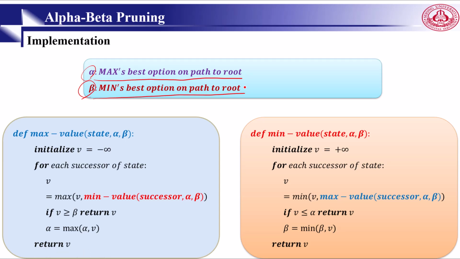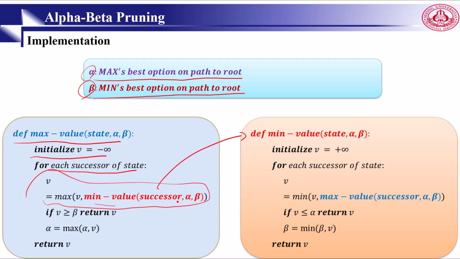root. So here we go and have this function max value that gets state, alpha and beta. We initialize with the worst case as -infinity, and we iterate through the successors by this for loop. Then we update. V is equal to max of v and min value, this function of successor, alpha and beta. Then if v is greater than beta, we return v. And alpha is the max value among alpha and v, then we return v.